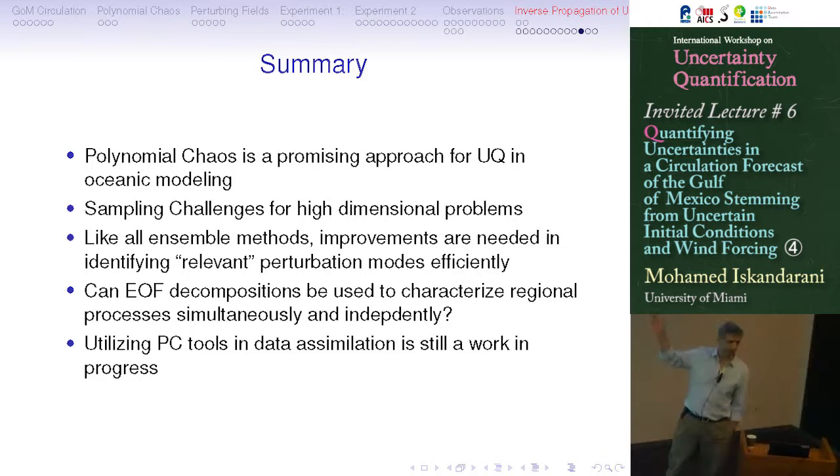They're very powerful. We haven't tried anything else, mostly because we don't have an adjoint for the models. We cannot find the singular values or the breeding vectors, which require an ensemble to actually identify them. Making an ensemble of ensembles seems a little bit too much. And utilizing PC tools and data assimilation is still a work in progress for us. That's it.